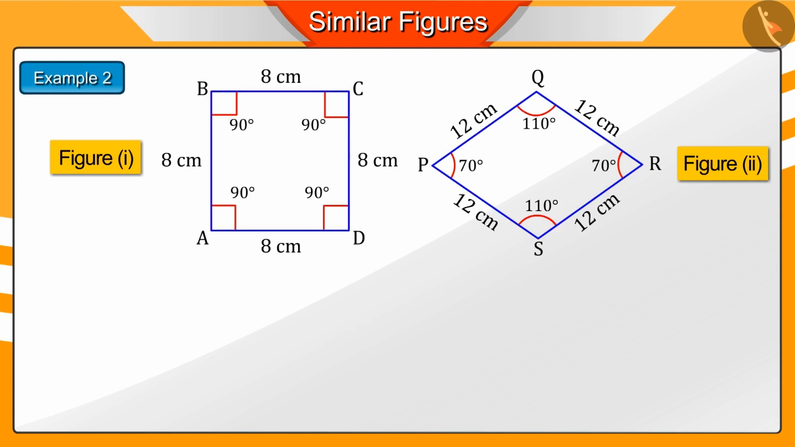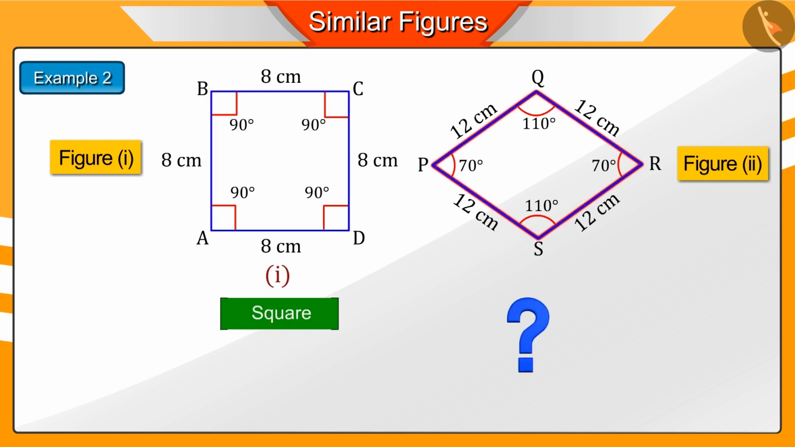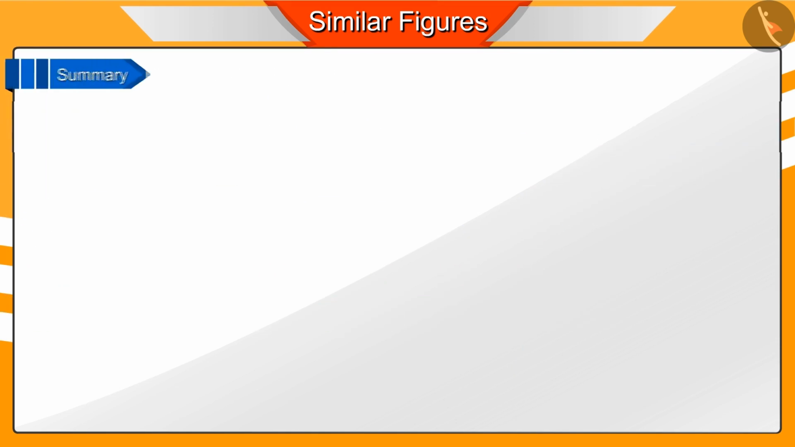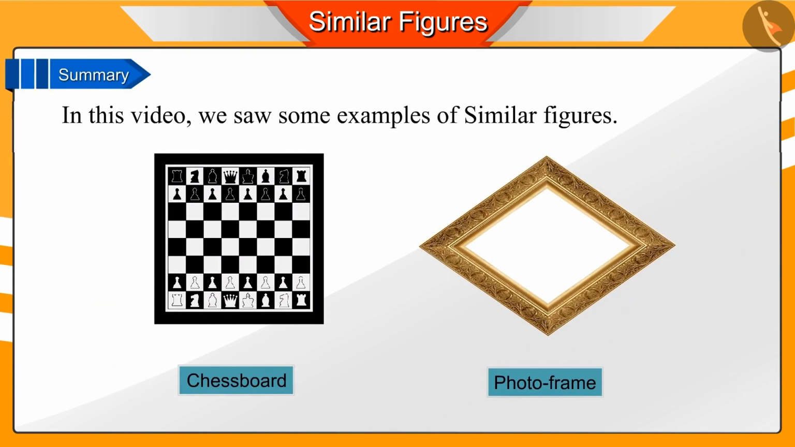We can say that figure 1 is a square. But can you tell which type of polygon figure 2 is? It is a rhombus. Like all the sides of the square, the sides are equal, but there is no right angle. In this video, we saw some examples of similar figures. So I hope that you have understood about similar figures through this video.